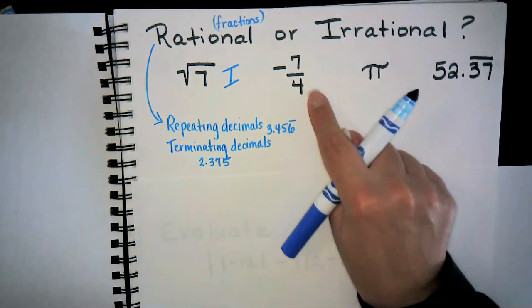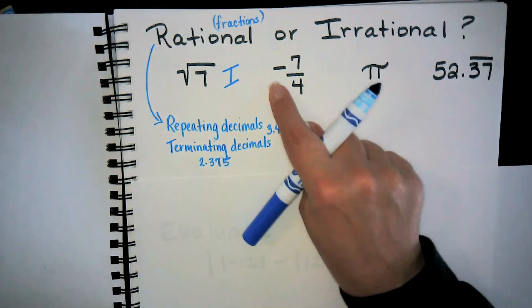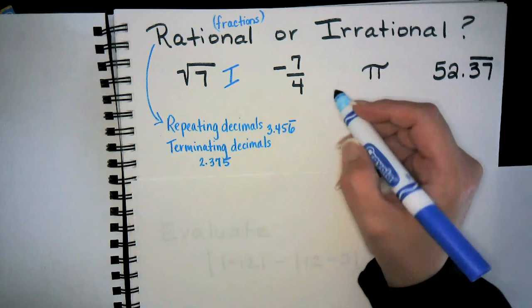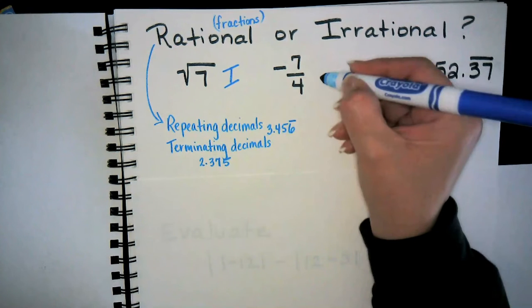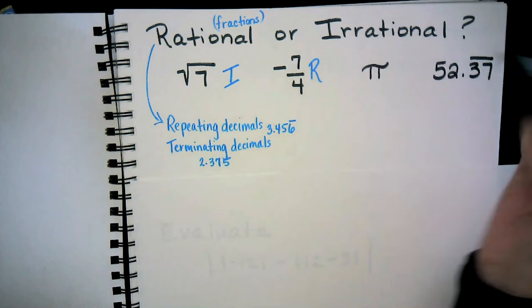Look at my negative 7/4. Now, this one's pretty easy to see that it can be written as a fraction, but what about the negative? Does that change anything? It actually doesn't. So just because you have a negative on it doesn't change the fact that it is a fraction. So this one is rational.